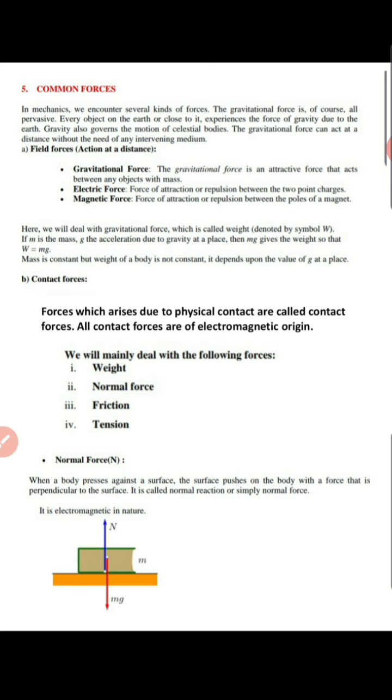When we mention the word gravitational force, the actual word we use in this context is the weight of an object. Weight of an object means the gravitational force on an object due to the attraction of the earth. So in this chapter we'll be using weight. That weight means gravitational force, and its expression is W equal to mg, where m is the mass and g is the acceleration due to gravity.